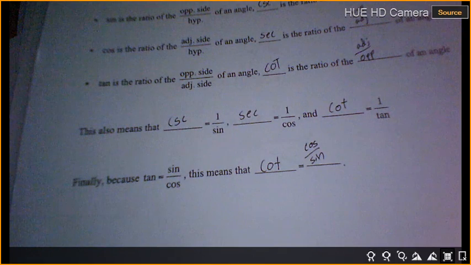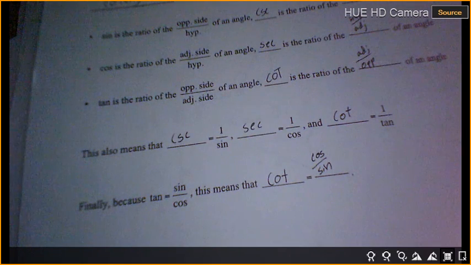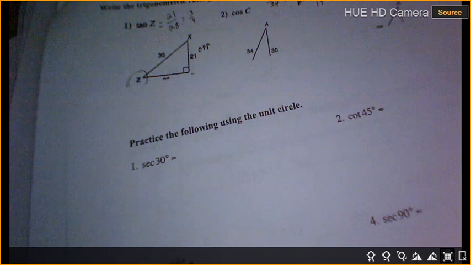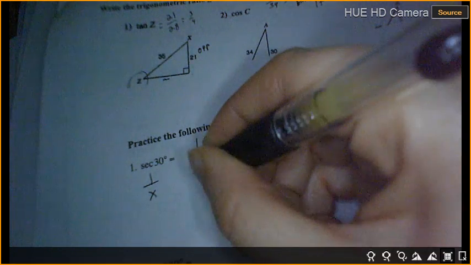Okay, so now we're going to practice these. So when you're ready, go ahead and turn this over. I'm going to do the ones on the back. Okay, we have secant of 30. And we know that secant is the reciprocal of cosine. So secant is going to be 1 over the x value at 30 degrees. So we go to 30 degrees and we look up the x value, and it is square root 3 over 2. So we're going to have 1 over the square root 3 over 2.